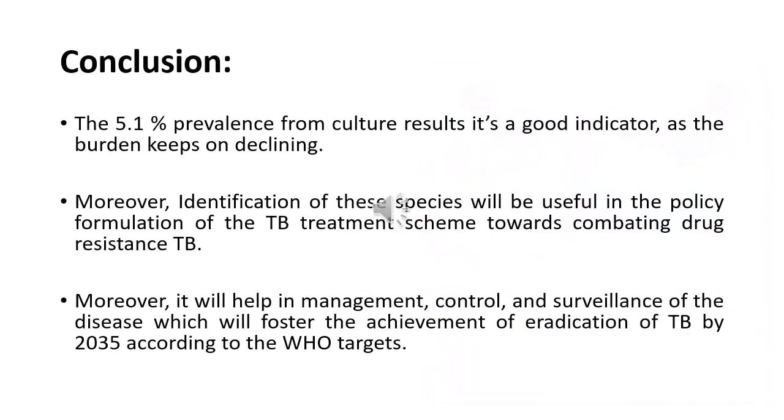The 5.1% prevalence from culture results is a good indicator, as it shows the burden keeps on declining and that all the work which has been done and the campaigns are working. Moreover, identification of these species will be useful in the formulation of TB treatment schemes towards combating drug-resistant TB. As for now, we are just using the one scheme which is based on Mycobacterium tuberculosis, which is human-to-human transmission, and even the diagnosis is based on that.